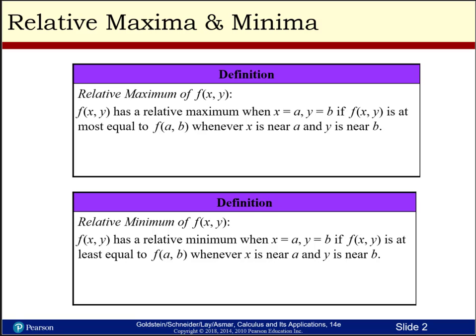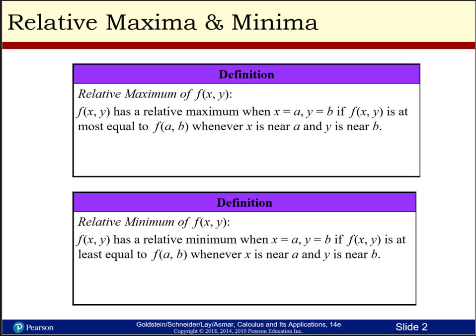The function f(x,y) has a relative maximum when x equals a, y equals b, if f(x,y) is at most equal to f(a,b) whenever x is near a and y is near b.